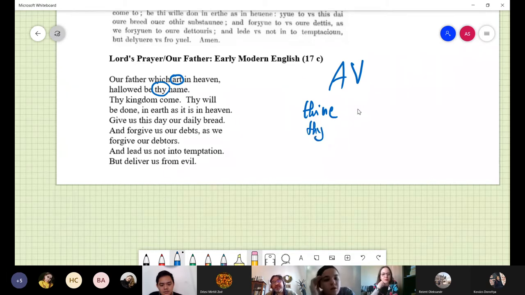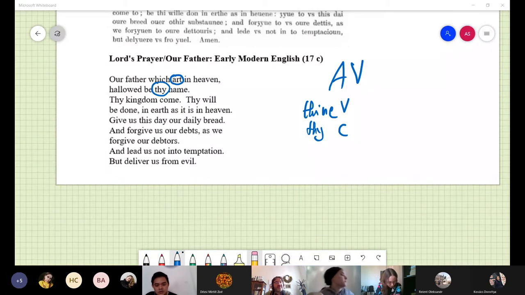Well, thine, yes? Maybe it's for plural? No, and I have to disappoint you, no. This distribution was a phonologically based distribution. Thy was found before a consonant and thine was found before a vowel.